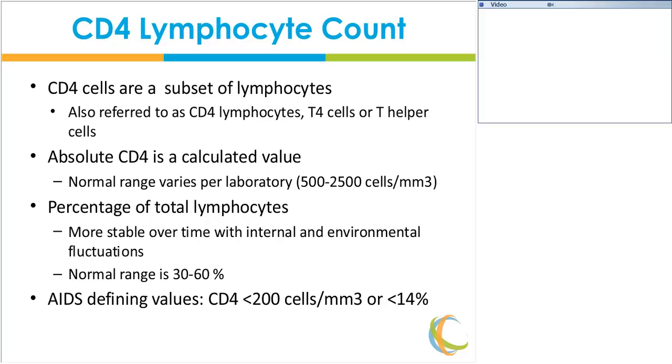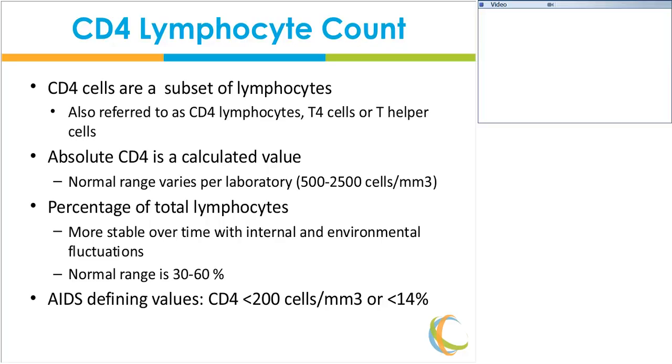Another way to look at and report CD4 is the percentage of total lymphocytes. This percentage is more stable over time and not influenced as much by internal and environmental factors. It's important that the providers and patients be aware of the substantial variation in CD4 cell counts, especially during acute illness. It would really not be unreasonable to reschedule follow-up labs if the patient is sick, because not only would the CD4 cell count likely be lower, but you might also even see a small increase in their HIV viral load.